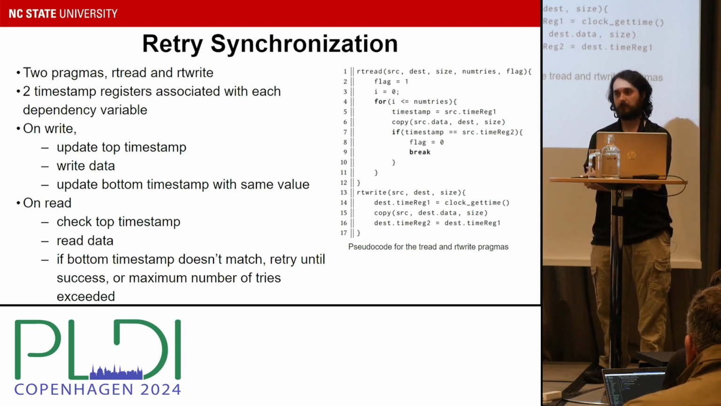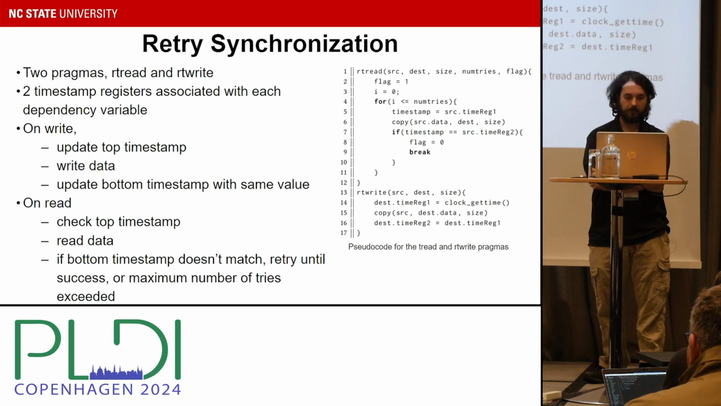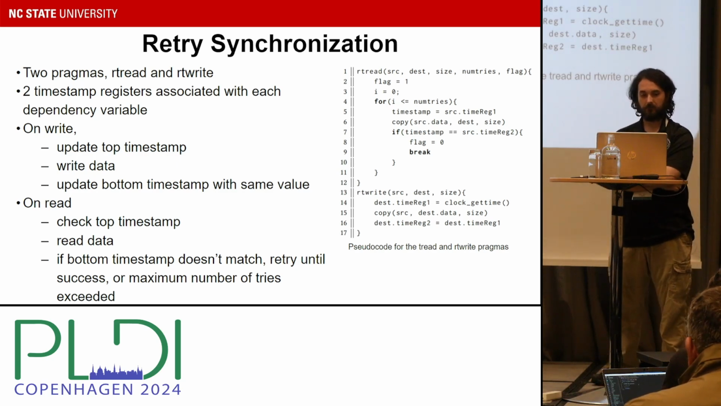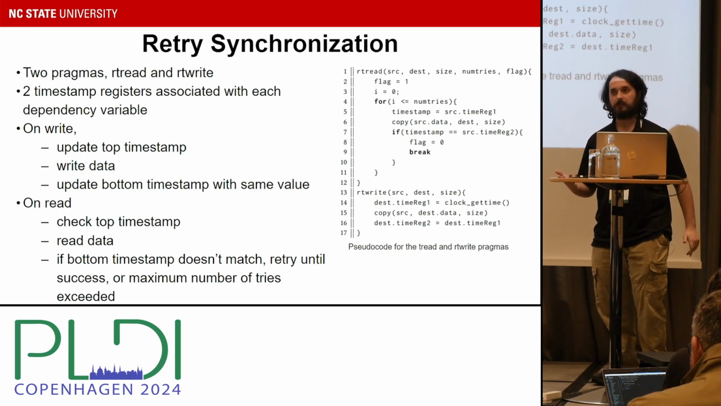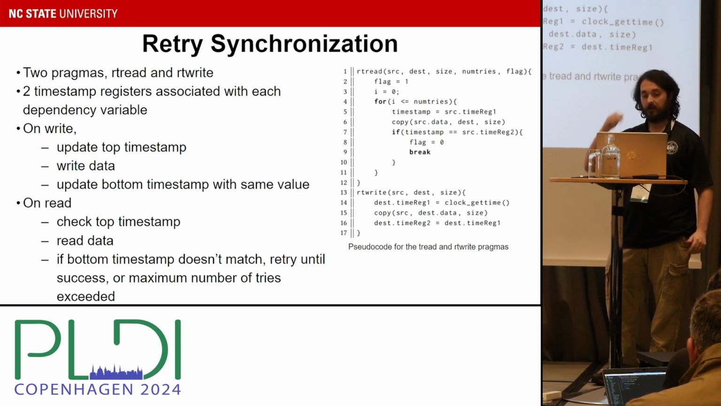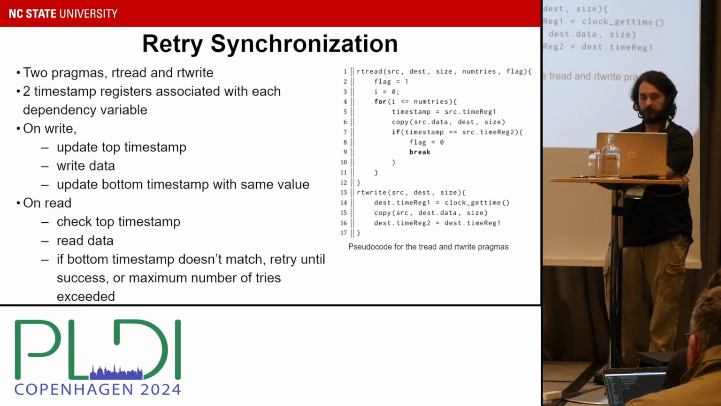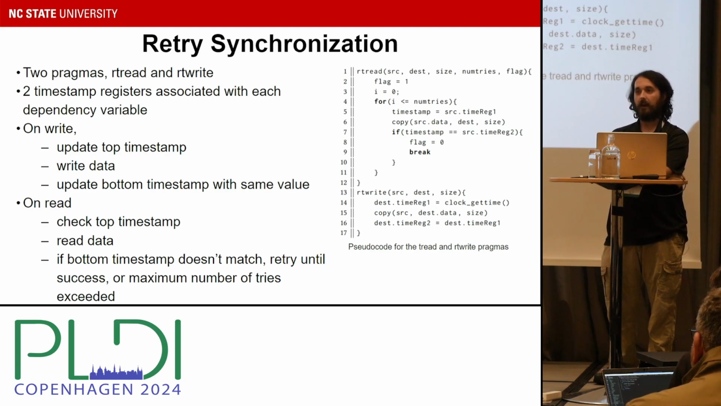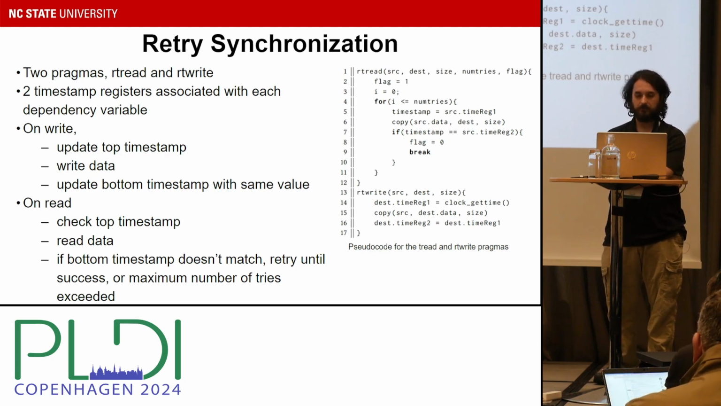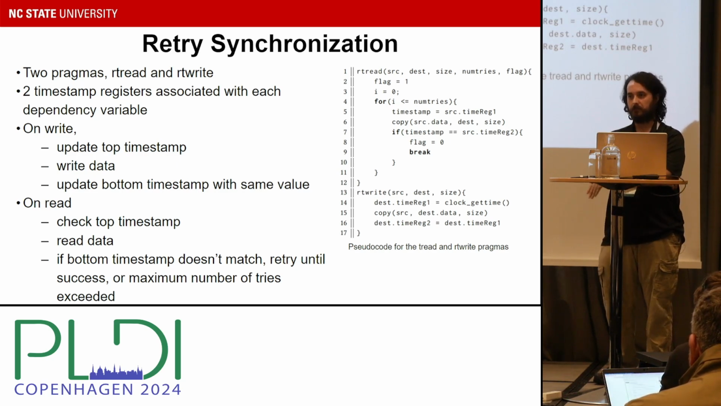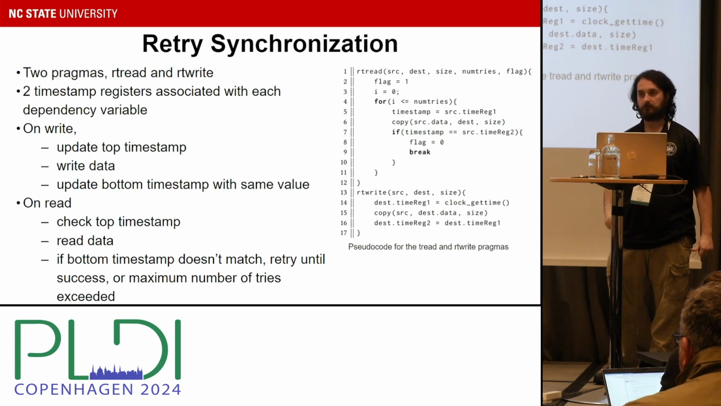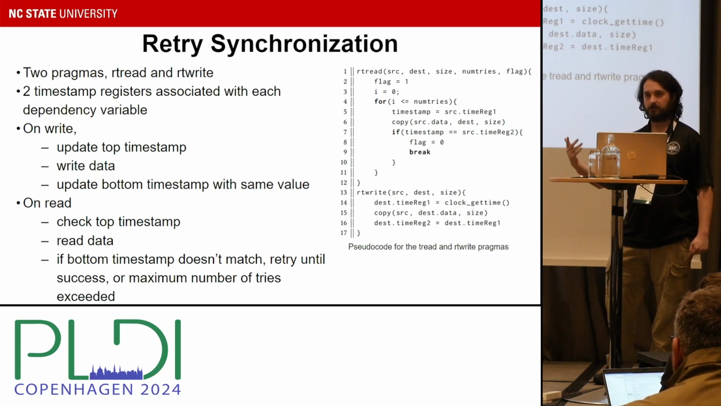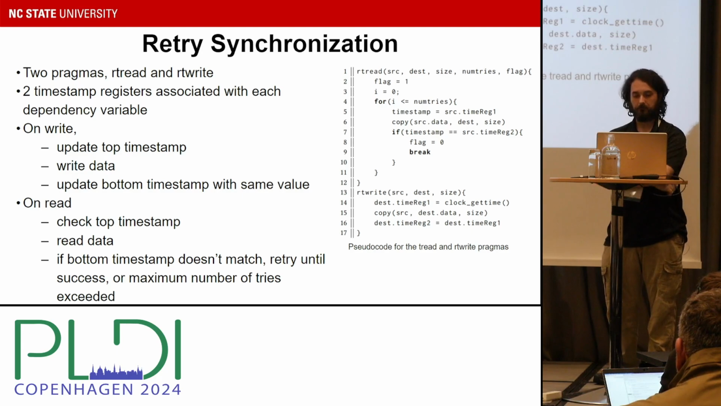But with 2 timestamp registers, on a write attempt, the top timestamp is overwritten, and then data is written. Then once the write is complete, the timestamp value from the top will be copied to the bottom. Or rather, the red timestamp value will be written to the bottom. So both timestamps should, on a successful write, have the same value.